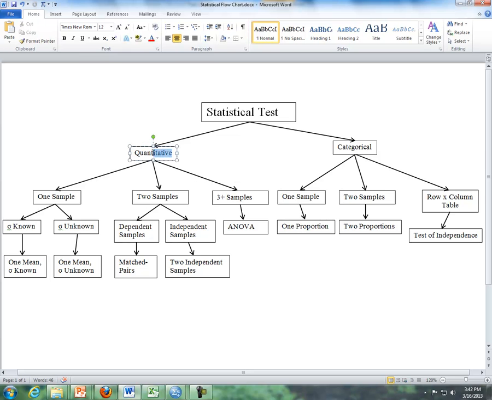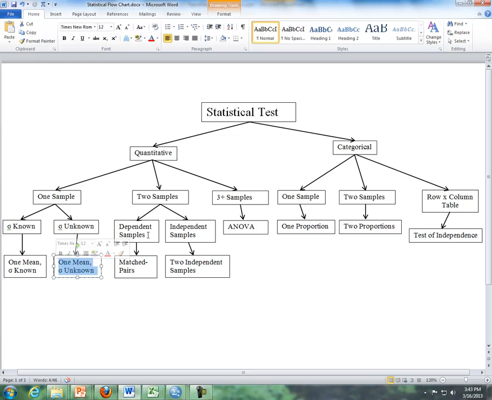Unit 2 is when we gathered quantitative data. Now there were three different options when we dealt with quantitative data. One was where we gathered one sample, then two samples, and then more than two samples, or 3+ samples. Within one sample, we either knew the population standard deviation or we didn't. If we knew the population standard deviation, we did the one mean standard deviation known test using the z distribution. If we didn't know the population standard deviation, it is the one mean standard deviation unknown test, where we use the t distribution.